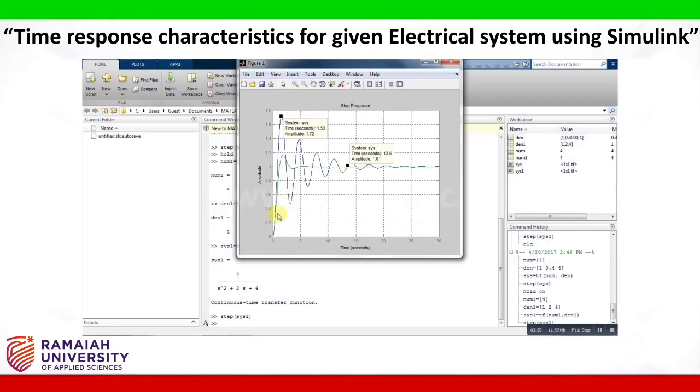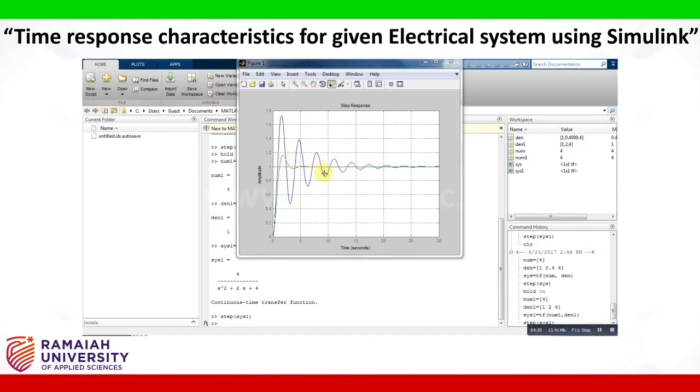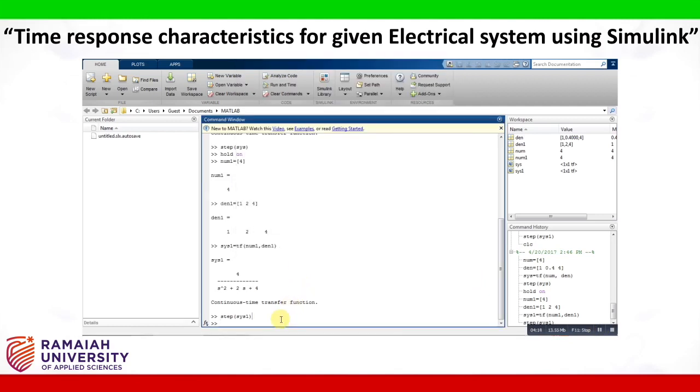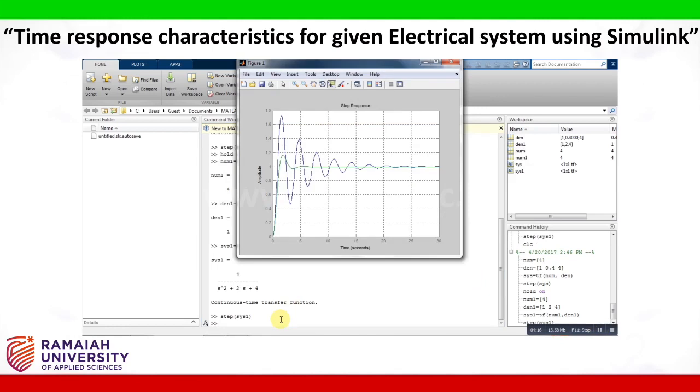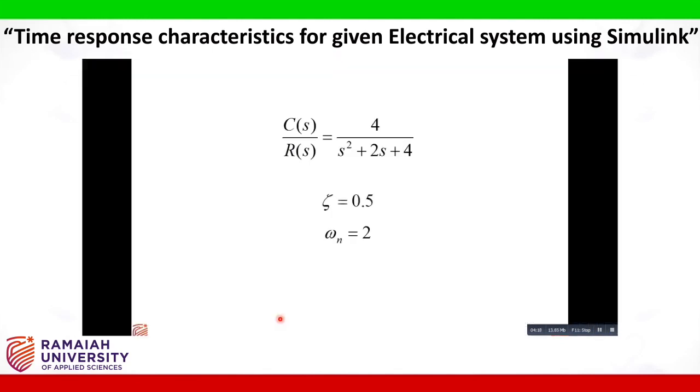You can see there is another graph for the second system which we had defined by changing the values of zeta and omega n. So now this graph is obtained in green color. Now we will change the value of zeta as 0.8. Now again you can see the change in the transfer function.